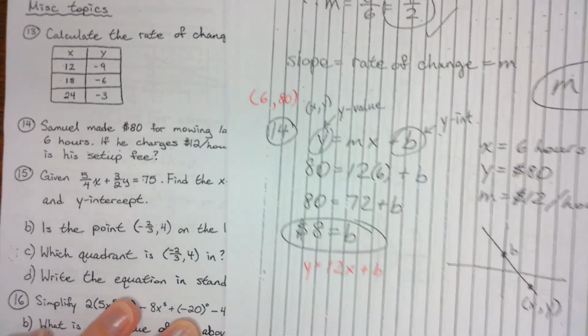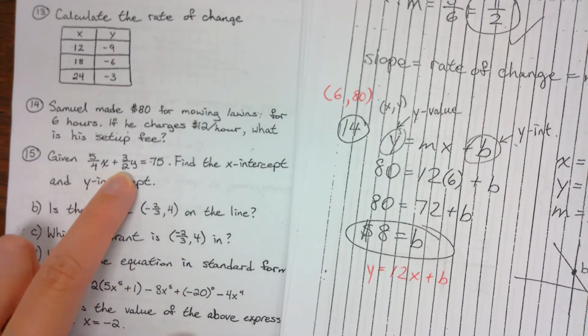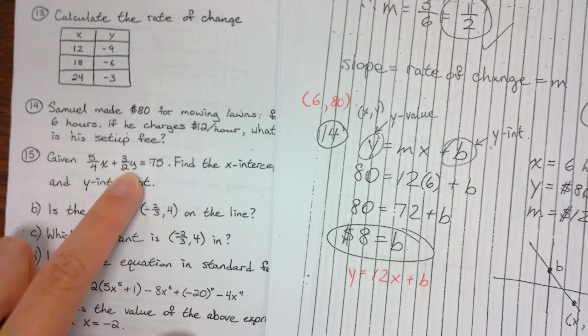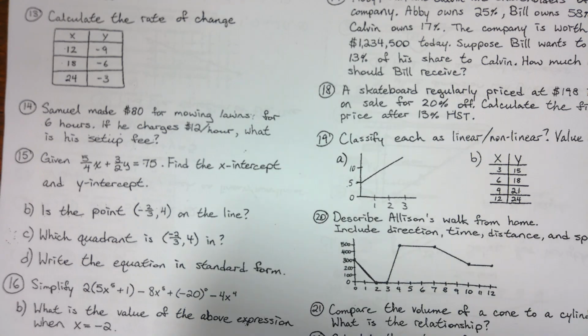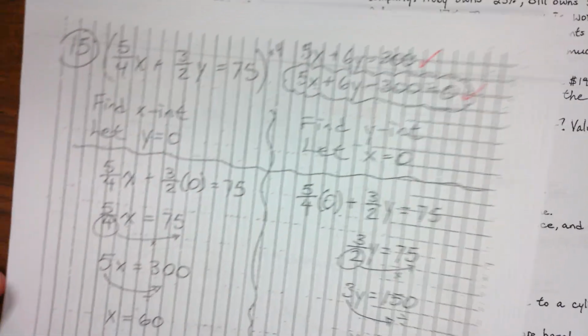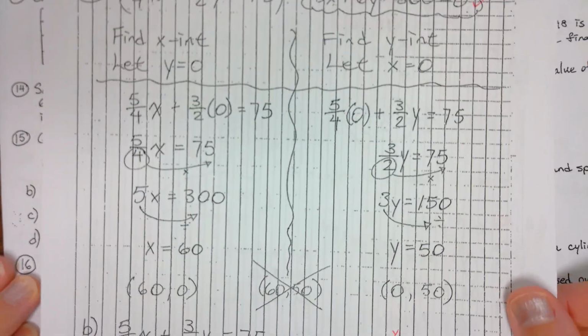Okay. Number 15, you are given this equation, and you have to find the x and y intercept. So to find the x-intercept, what do I do? Maxwell, to find the x-intercept, I let y be 0, right, and then when I want to find the y-intercept, I let x be 0. Simple as that.